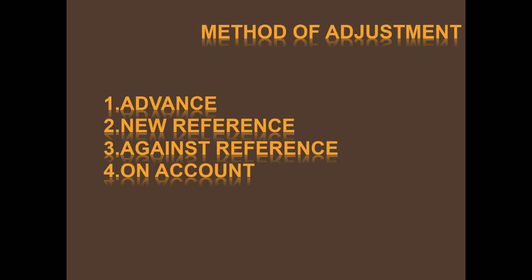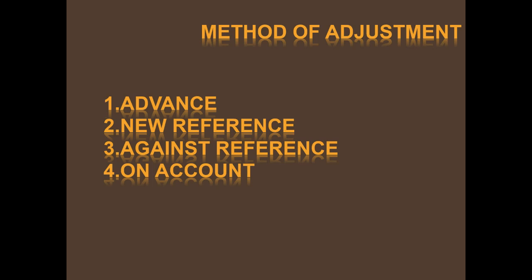So first is advance. Advance means suppose we are receiving the advance amount from the debtor, but still the sale is not there, or we are making the payment in advance to creditors. In that case, we have to take the reference that is advance. Tally will generate one reference of advance. And while purchasing from the creditor or while selling to the debtor, we have to select the against reference.